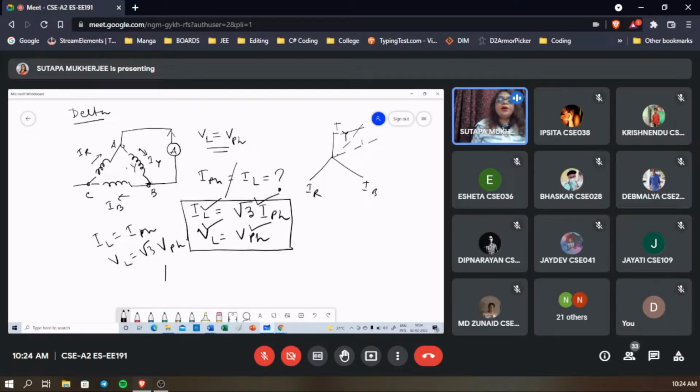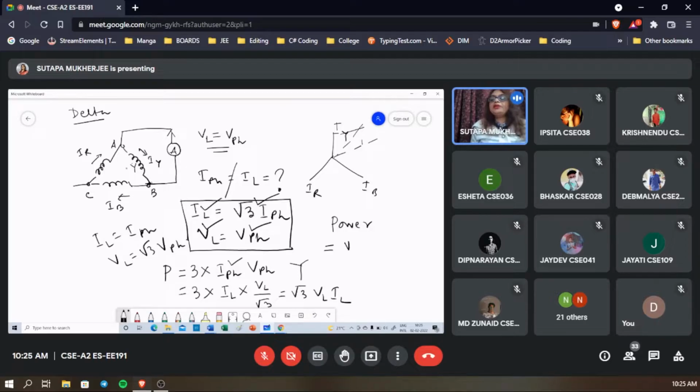Now what is the power? Power equals 3 into V phase into I phase, cos phi. So what is I phase in case of star connection? I am considering star connection. I phase equals IL. V phase equals VL by root 3. So what formula are you getting? Root 3 VL IL cos phi. This power you want to measure using the wattmeter.